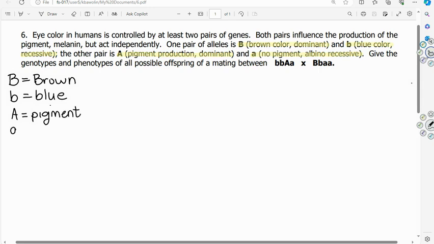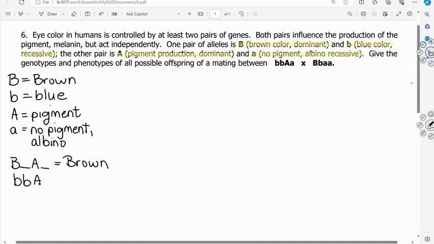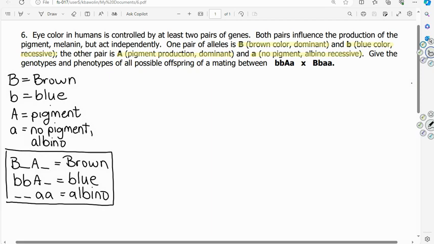to lowercase a, which codes for no pigment, or in other words, albino. It's useful to rewrite these in genotypes to understand how the one gene affects the other gene. So in order to inherit brown eye color, it's required to have both a capital B and a capital A. For blue eye color, that's represented by the recessive blue genotype, along with a capital A, which allows color to show up. For albino, it's the two lowercase a's, which means no pigment production. It doesn't matter the allele for B in that case.